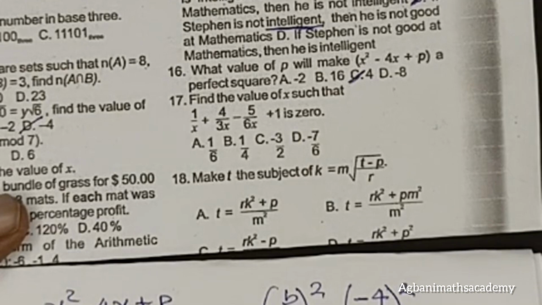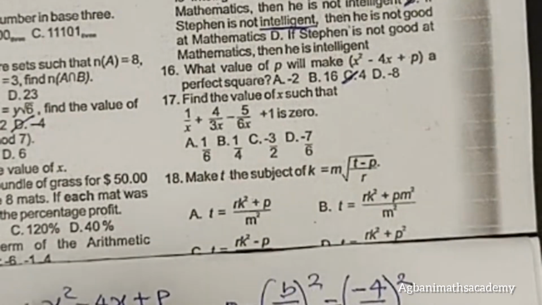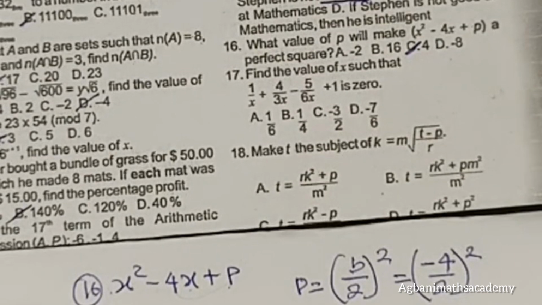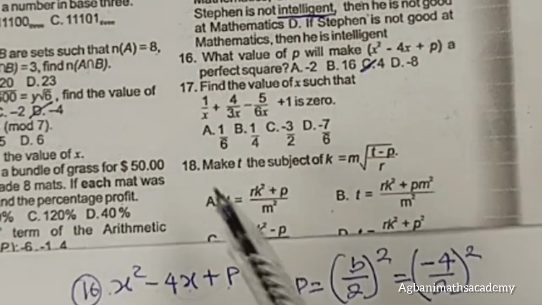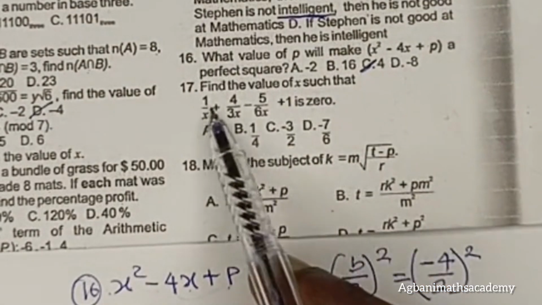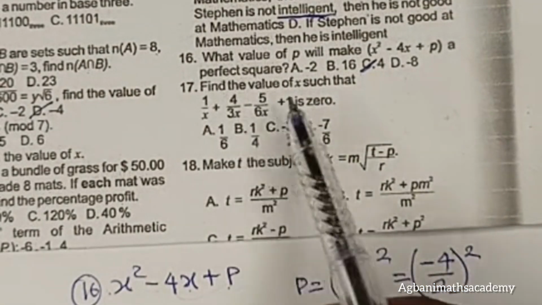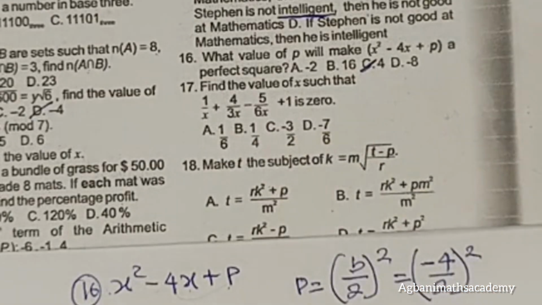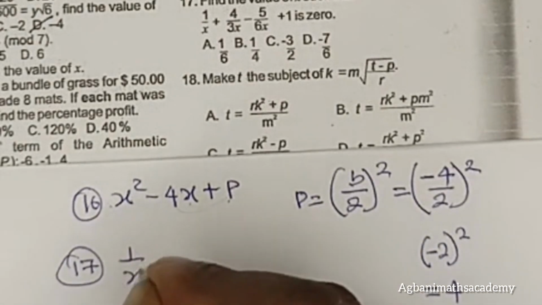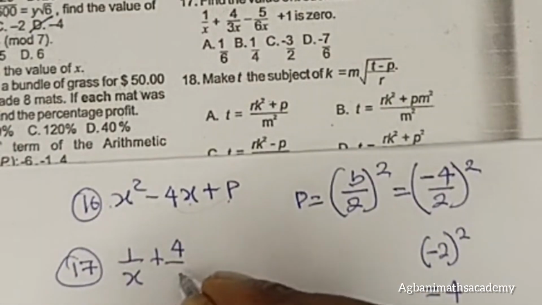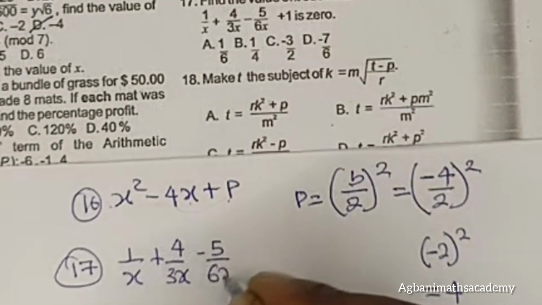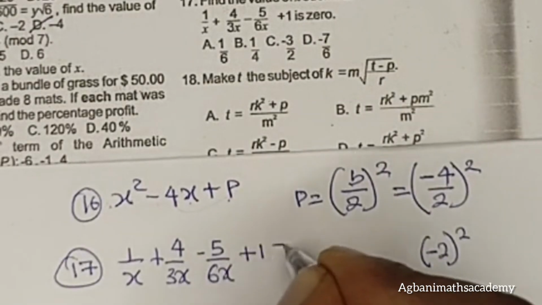That's the answer. So let's look at number 17. So number 17 says, find the value of x such that 1 over x plus 4 over 3x minus 5 over 6x plus 1 is equal to 0. So we have 1 over x plus 4 over 3x minus 5 over 6x plus 1 is equal to 0.